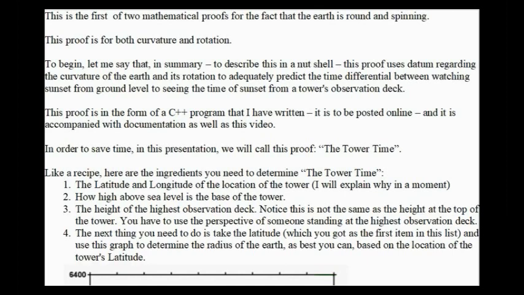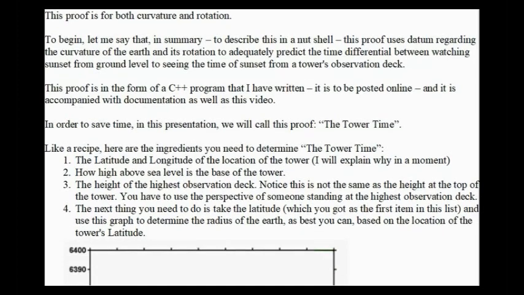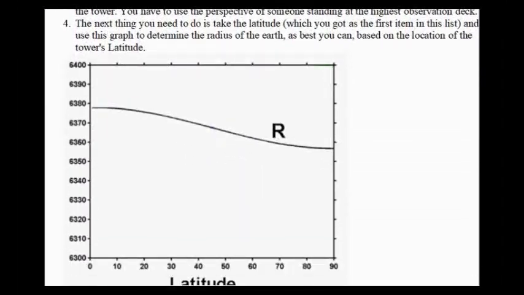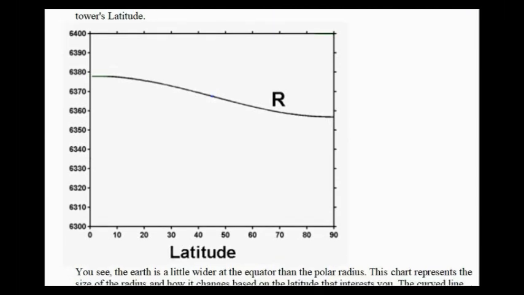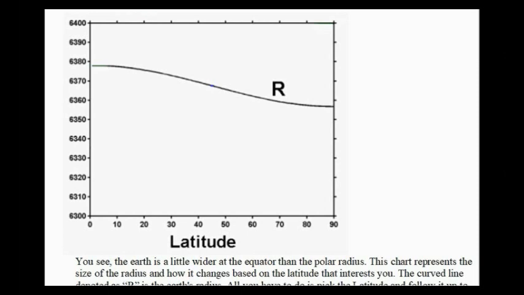Number 4, the next thing you need to do is take the latitude, which you got as the first item in this list, and use this graph to determine the radius of the Earth as best you can based on the location of the tower's latitude. You see, the Earth is a little wider at the equator than the polar radius. This chart represents the size of the radius and how it changes based on the latitude that interests you.